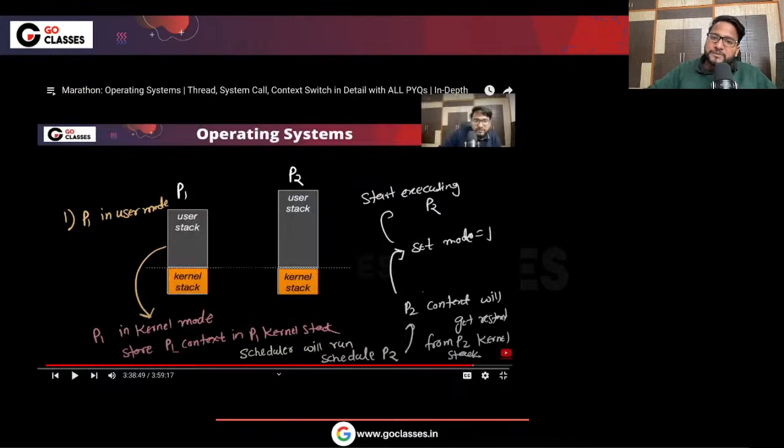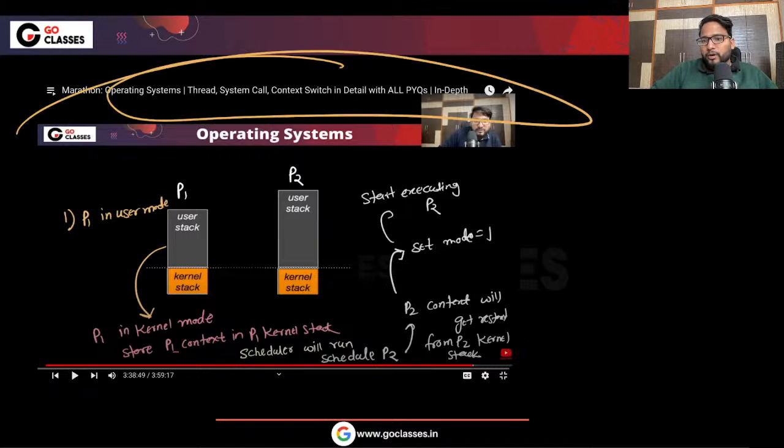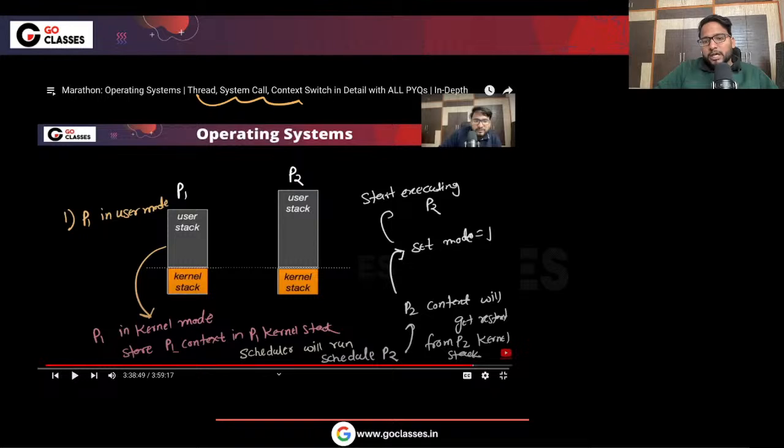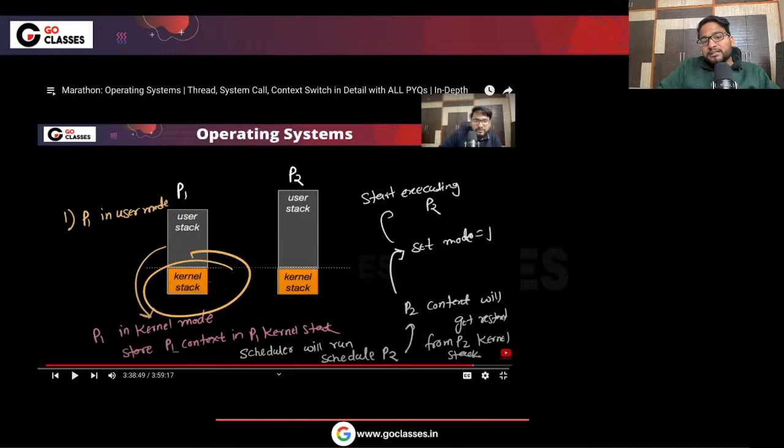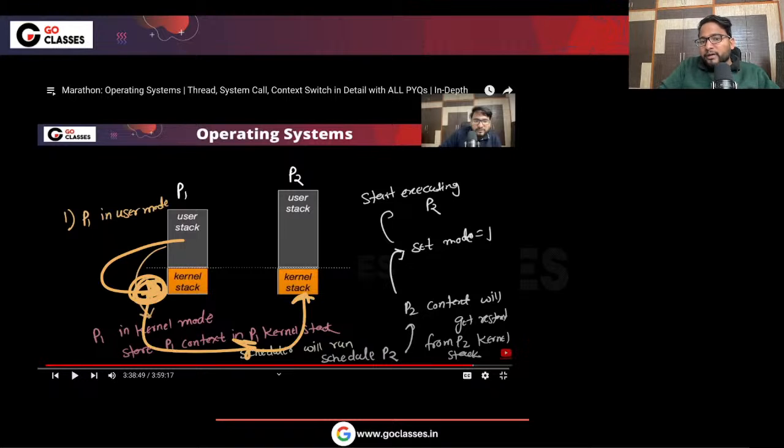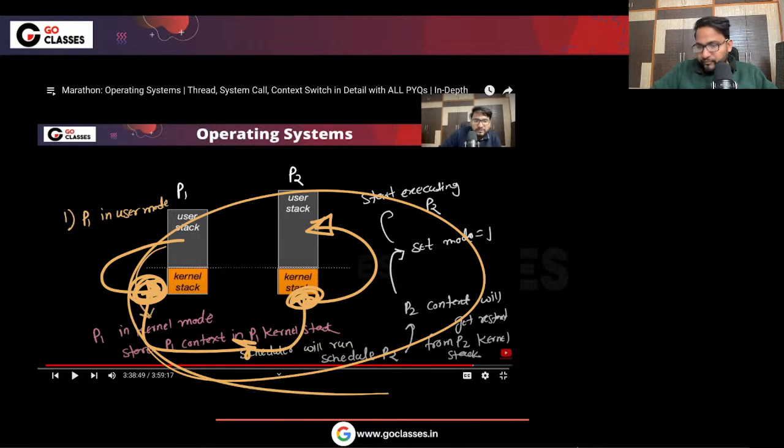And how many of you have seen the marathon I did about the thread system call? If you have seen this marathon, then you must have solved this question, right? Here I've told you that you are in the kernel stack. You first save the context in the kernel stack, then switch to the scheduler, then restore the context from the kernel stack, and then go to P2. Currently you are in P1. You go to its kernel stack, save the context, go to the scheduler, go to the P2 kernel stack, restore the context, and then go to P2. I have told all the steps very clearly.